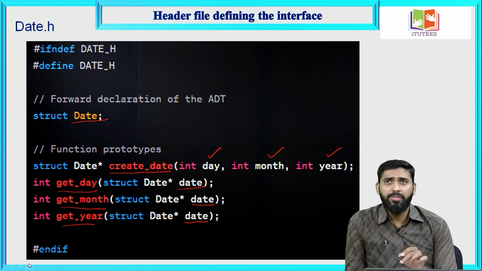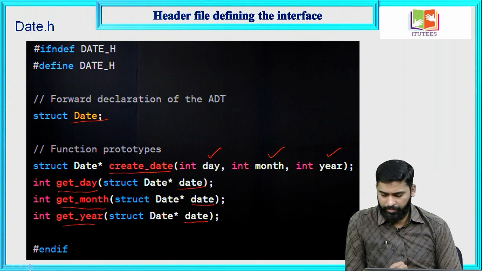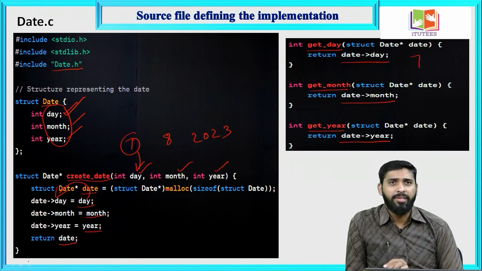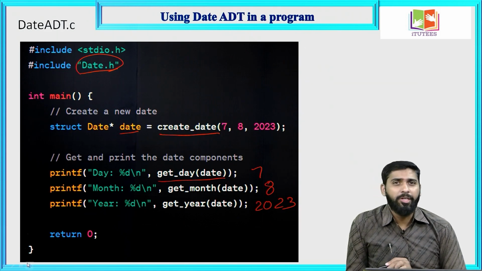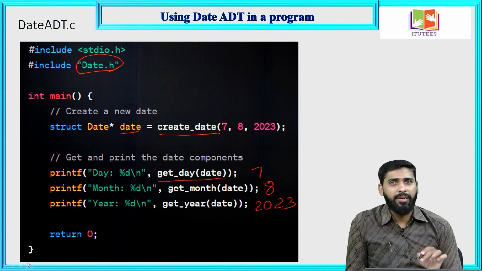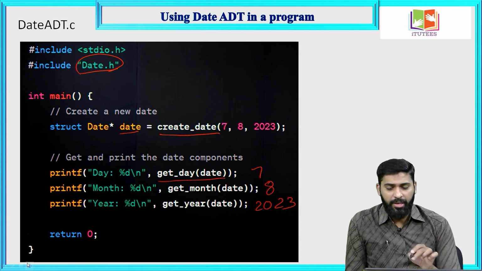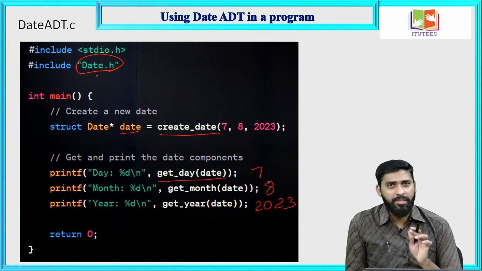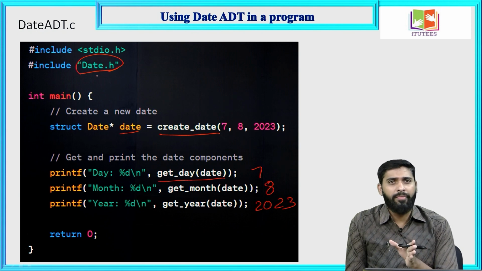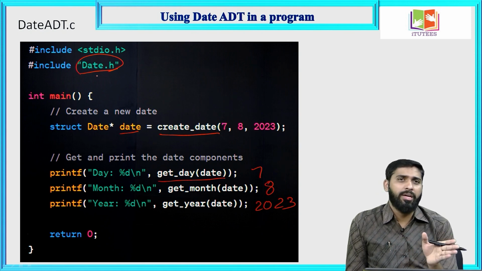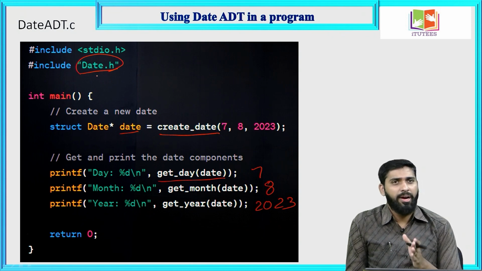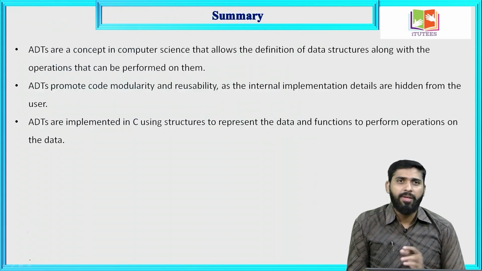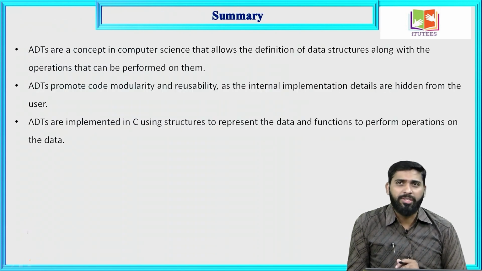So this is date.h, this is date.c, and this is date ADT.c. In this program we include date.h. This is the interface. By using this interface we access date.c, which contains the structure and different functions. Okay, so summary of today's lecture.